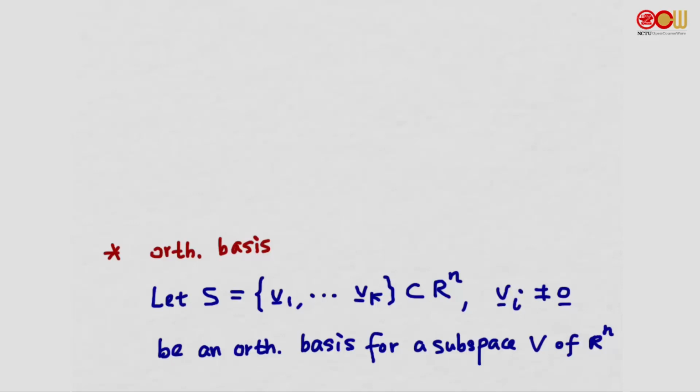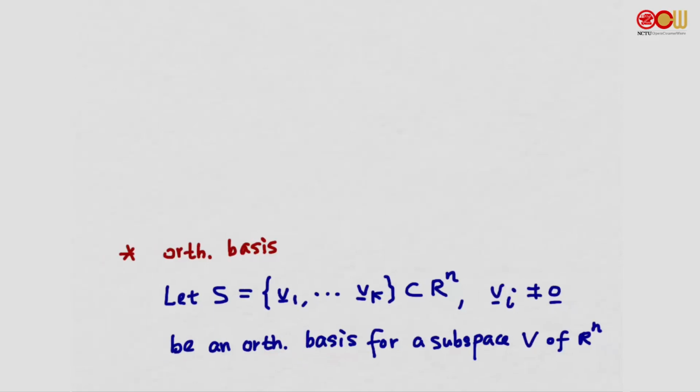Let's look at an orthogonal basis. Let's use orthogonal set for a basis. Suppose we have a set S of k vectors, v1 to vk, and these are non-zero vectors. And suppose S is an orthogonal basis. It's a basis for subspace V of Rn. Not only is it a basis, it's an orthogonal basis. Let's see what happens when we have an orthogonal basis.